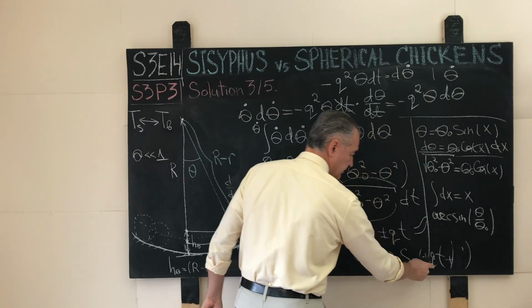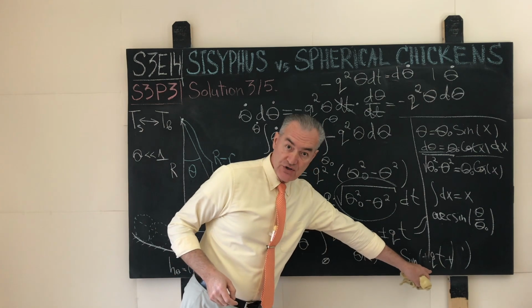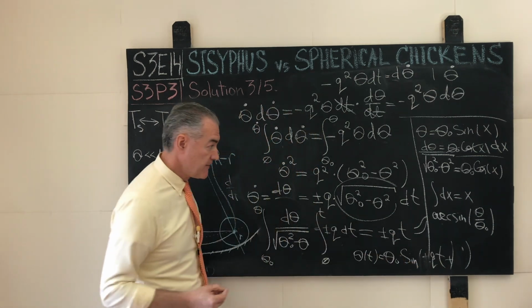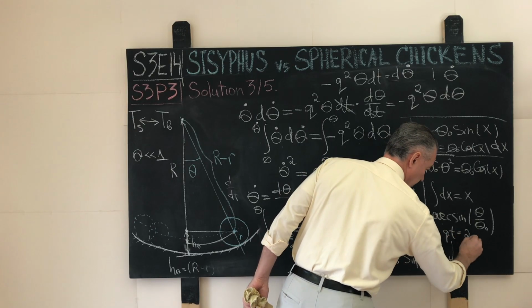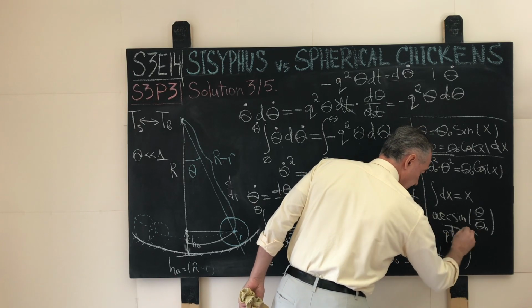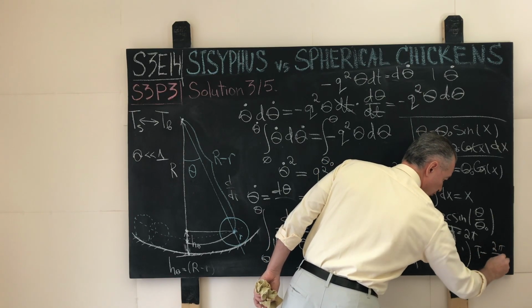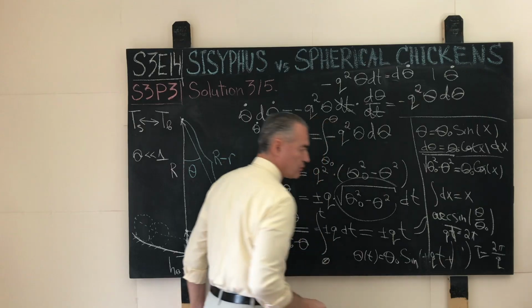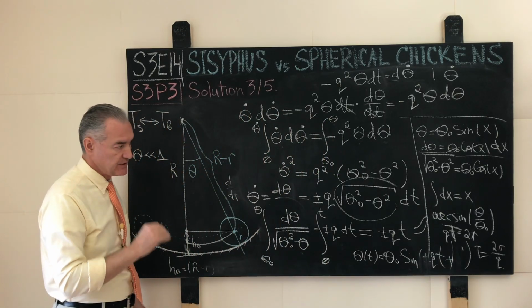So now you see that once the value of qt reaches 2 pi, when qt is equal to 2 pi, then t becomes uppercase T, the period, and from here we have 2 pi over q as our period of small angle oscillations.